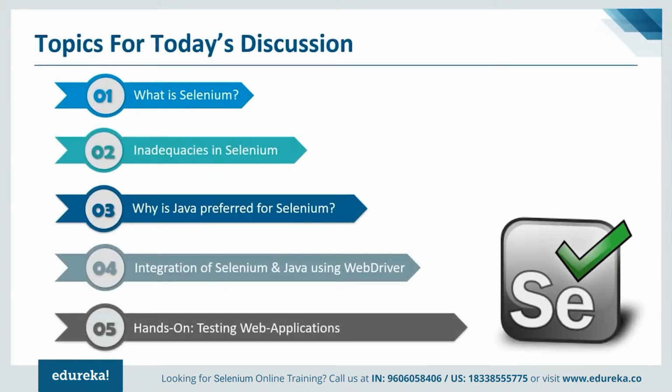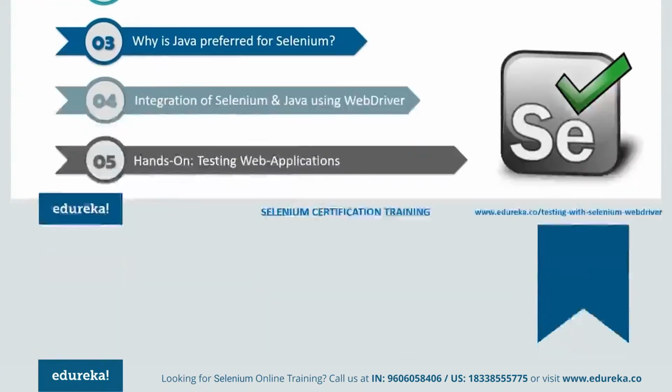Finally, we'll test some of the features of a web application. I've chosen Amazon.in, and the few features would be, say, drop-downs, shifting of tab control from one tab to another, identifying web elements, among quite a few others. So this is the agenda for today's session. So let's move ahead now.